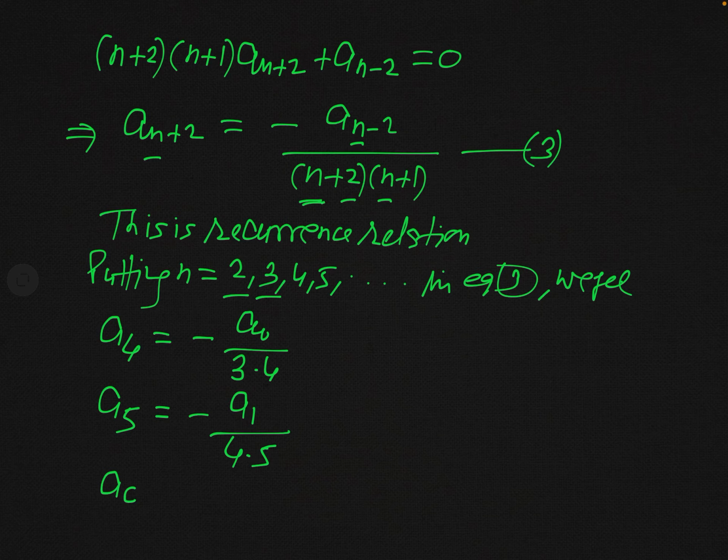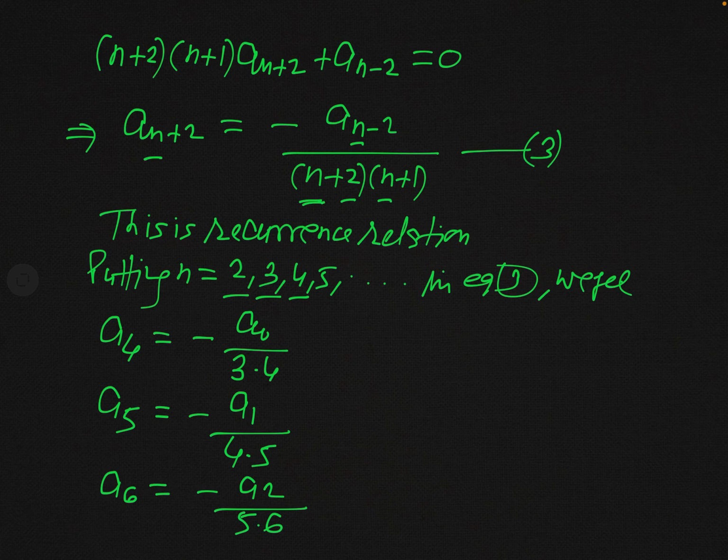And similarly a6, when will a6 be obtained? When we take n equal to 4. So here will be a4 plus 2, that is a6, and in the RHS you can see, since n has been taken as 4, this will be a4 minus 2, that is a2. So this is a2 over 4 plus 2, 6, and 4 plus 1, 5. So this is 5 into 6.